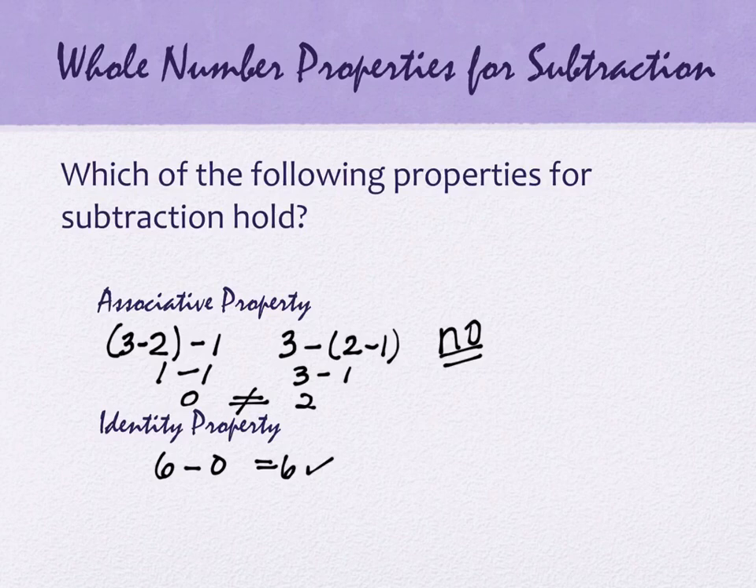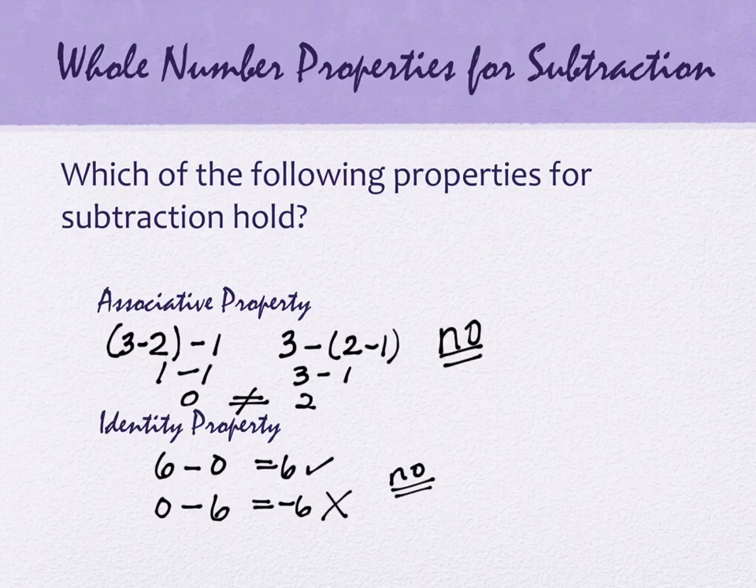Is that all that has to work for it to be an identity? What has to also be true? Any idea? Yeah, 0 minus 6. This one would also have to work, and it's negative 6, and that's a fail. So there is no identity as well. If we had such a thing as a half identity, this would be it. But that's not a thing, right? It isn't. So we do not have an identity element for subtraction.